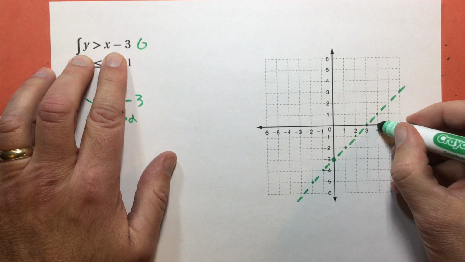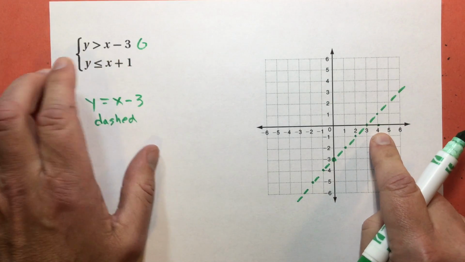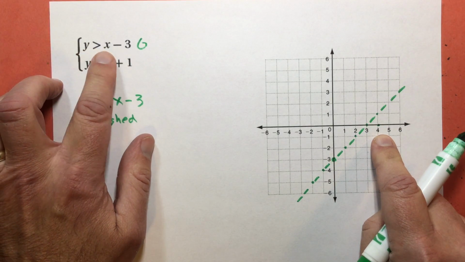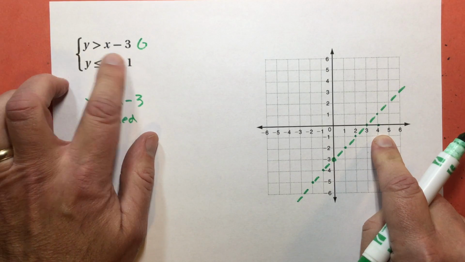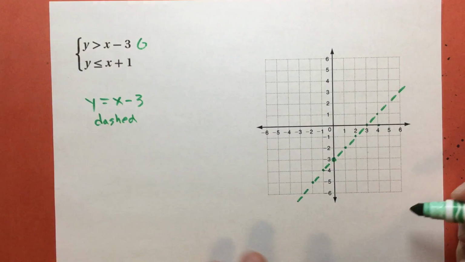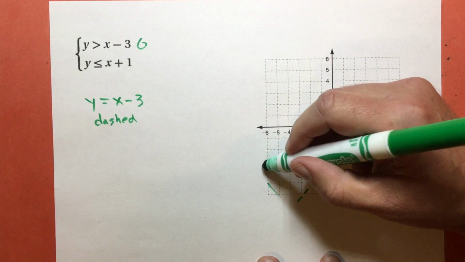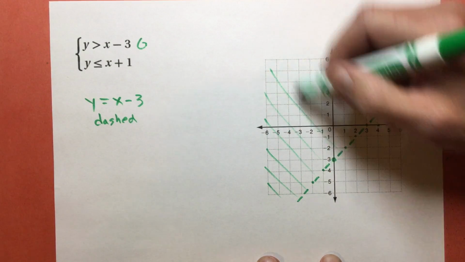Let's try this point just to double check. Is 0 greater than 4 subtract 3? Well, 4 subtract 3 is 1. Is 0 greater than 1? No, it's not. So I'm going to shade above this boundary line.